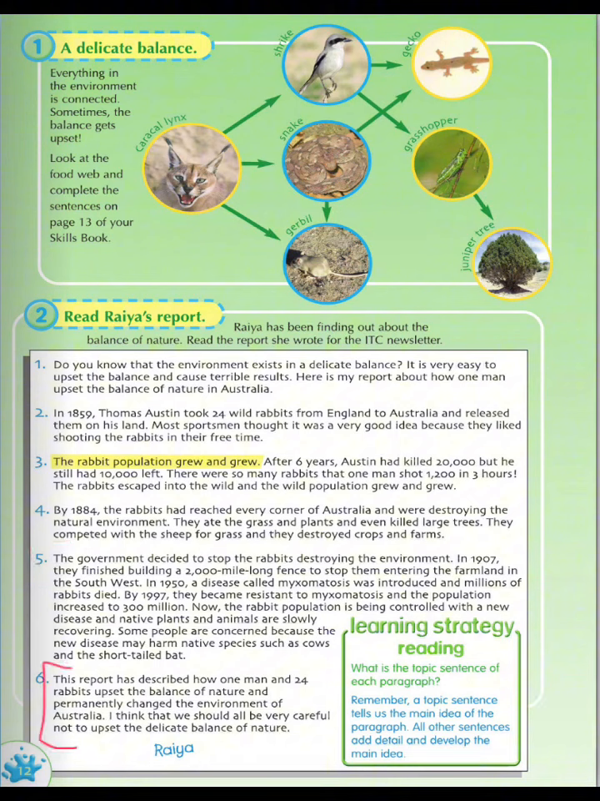Number 6. This report has described how one man and 24 rabbits upset the balance of nature and permanently changed the environment of Australia. I think that we should all be very careful not to upset the delicate balance of nature.